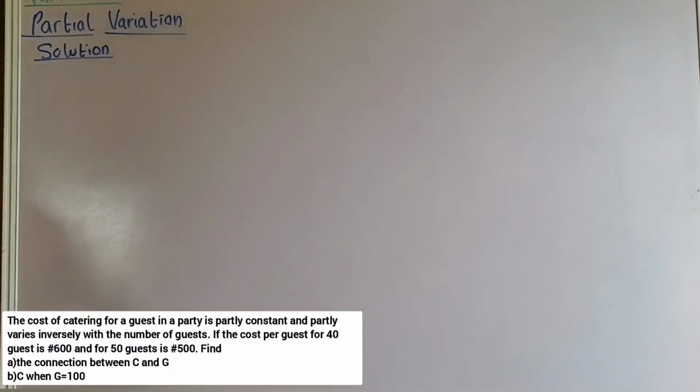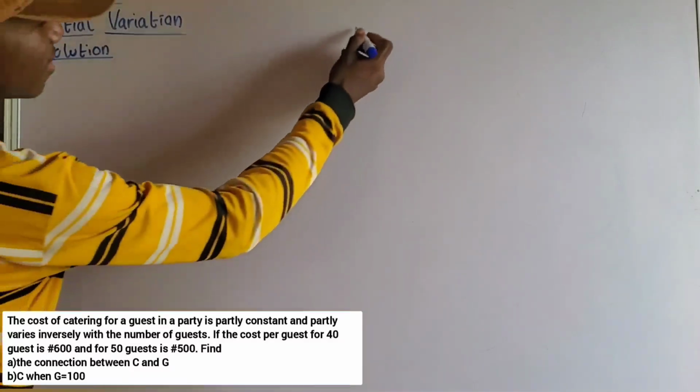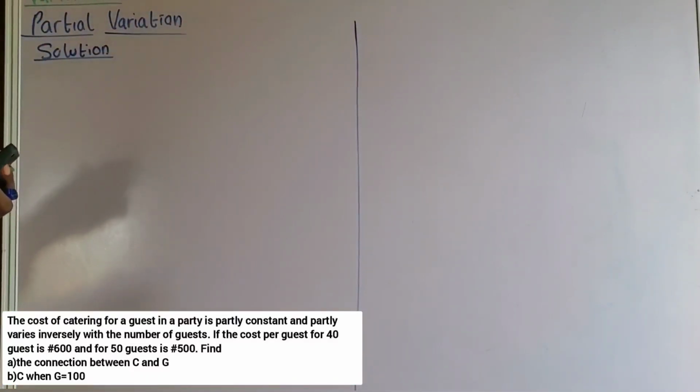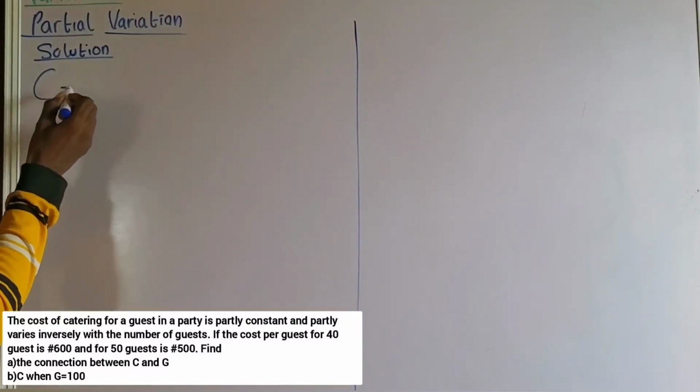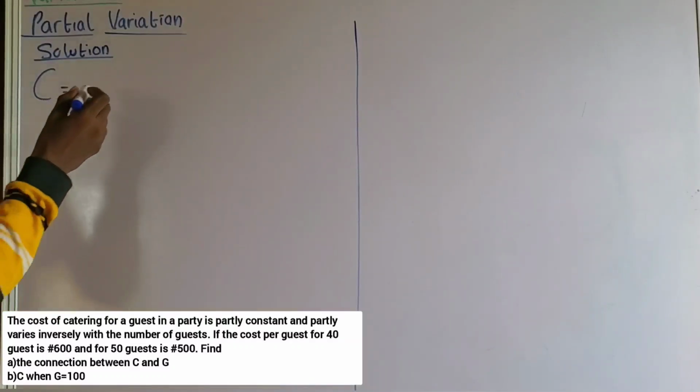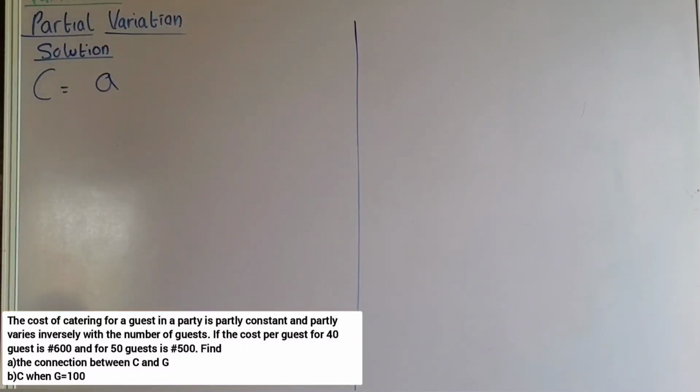Okay, now let's interpret the question mathematically. Please kindly pay attention. The cost of catering for guests in a party is partly constant. So let's represent the cost as C. So I'm going to have C equals, okay, let's use the constant A. C equals A. And partly varies inversely with the number of guests.